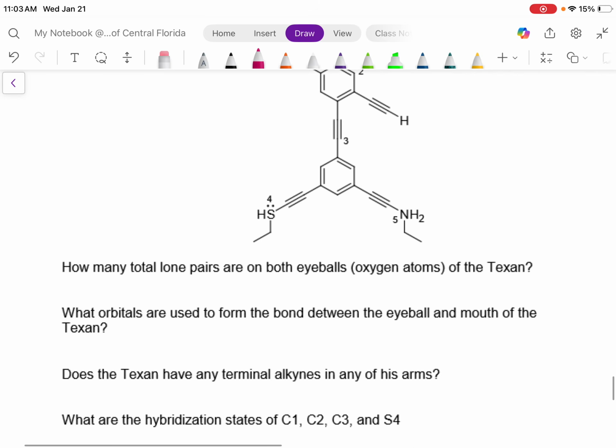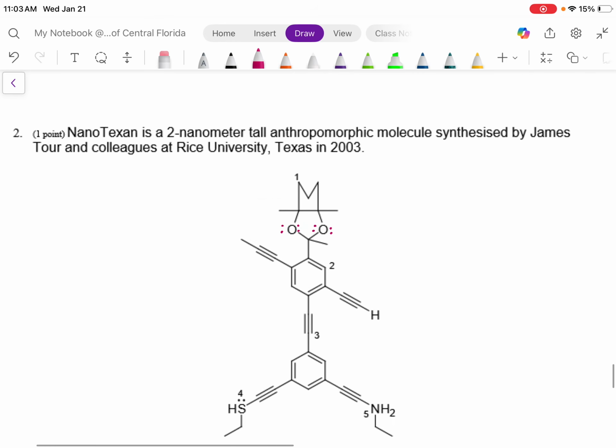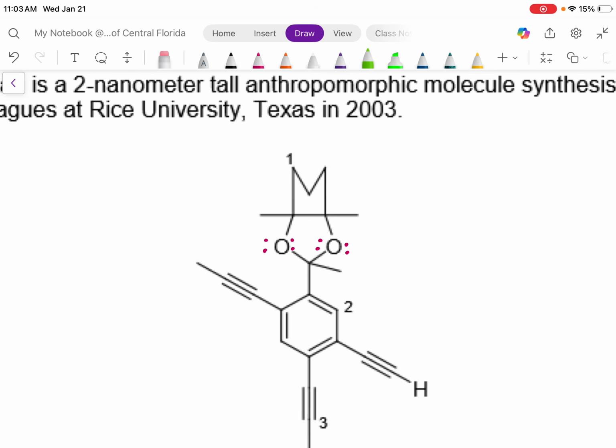What orbitals are used to form the bond between the eyeball and the mouth? So where's the mouth on this Texan? It's right there. Because remember from class, I was pretending that that carbon right there is a cigarette. Okay. So we're looking at which bond? The eyeball to the mouth. So we're looking at this bond right there between the oxygen and the carbon.